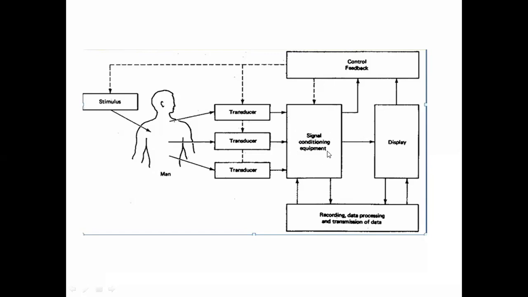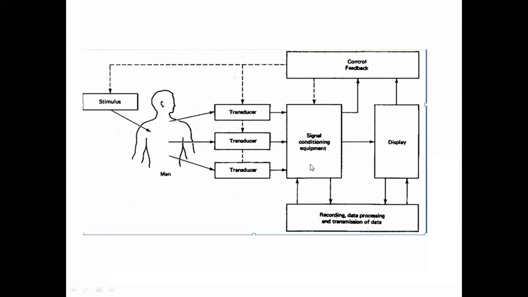Here, the signal conditioning equipment, we can also call it signal processing equipment. It will sense each signal from the transducer and interrelate all the signals. It may sense all the signals at a time, or it may process the individual signals at a time, and also interrelate them with each other. According to that, it will produce some output signals. Those output signals will be sent to some display or recording systems.